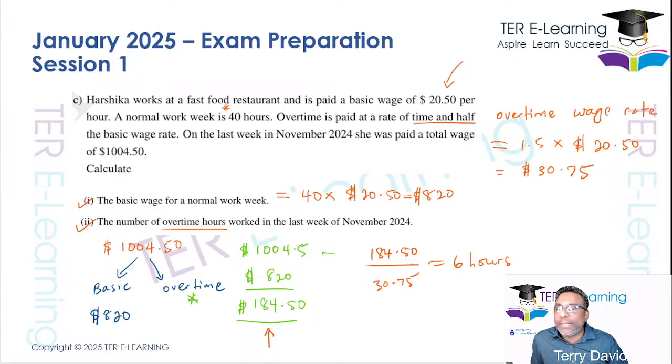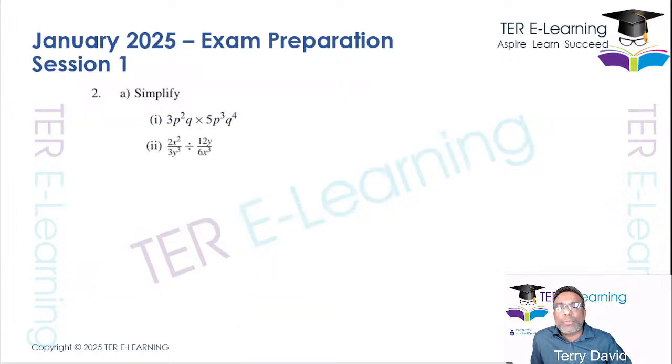So that's part C there. This is question 2 now. So for question 2, we want to simplify, and we have two parts here. We have 3p squared q multiplied by 5p cubed q to the fourth. Whenever you have a question like this, you need to first multiply the numbers. So we have a 3 here and a 5 here. So 3 times 5 is 15.